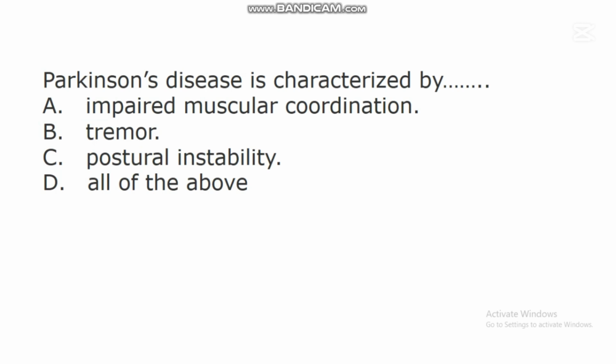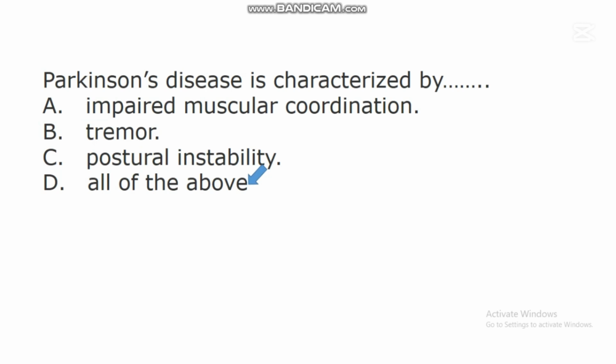The next question says, Parkinson's disease is characterized by dash. A. Impaired muscular coordination. B. Tremor. C. Postural instability. D. All of the above. In this question, the correct answer is D. All of the above. There is a brain problem called Parkinson's disease.